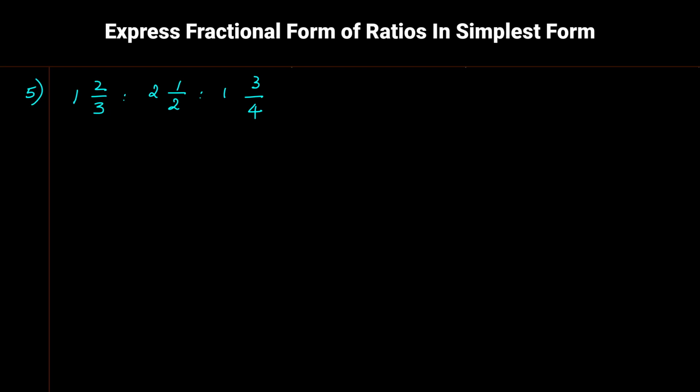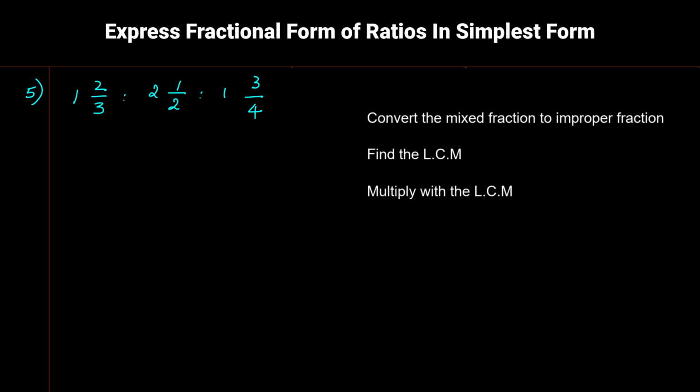Why worry? When you have a mixed fraction, there's just an extra added step in the sum. You need to convert the mixed fraction into improper fraction. Once that is done, the concepts are going to be the same. Find the LCM, take each and every fraction, multiply with the LCM, do the necessary cancellations, and then express your answer in the simplest form. So the steps are going to be the same.